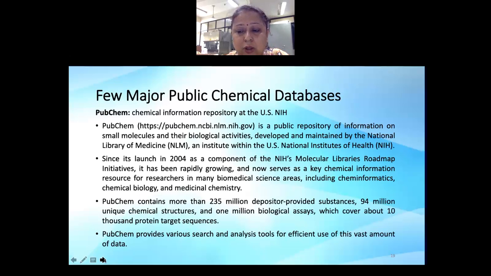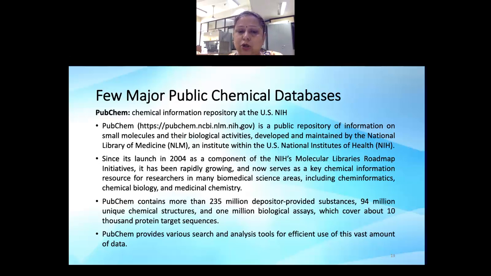So now we'll have a look at a few major public chemical databases. One we most often use is PubChem. It is a chemical information repository at the US National Institutes of Health. We have given you the address of PubChem. It's a public repository of information on small molecules and their biological activities, developed and maintained by the National Library of Medicine, an institute within the US National Institutes of Health.